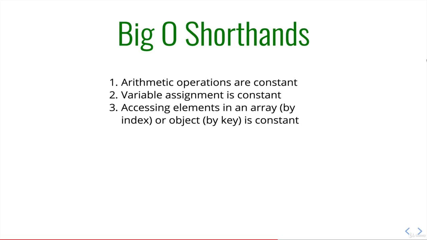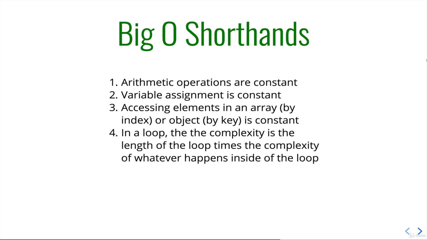The next rule is that in a loop, the complexity is the length of the loop times the complexity of whatever happens inside the loop.